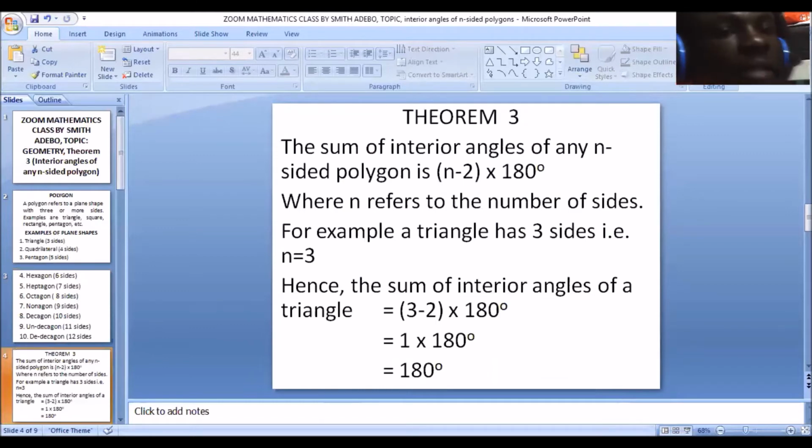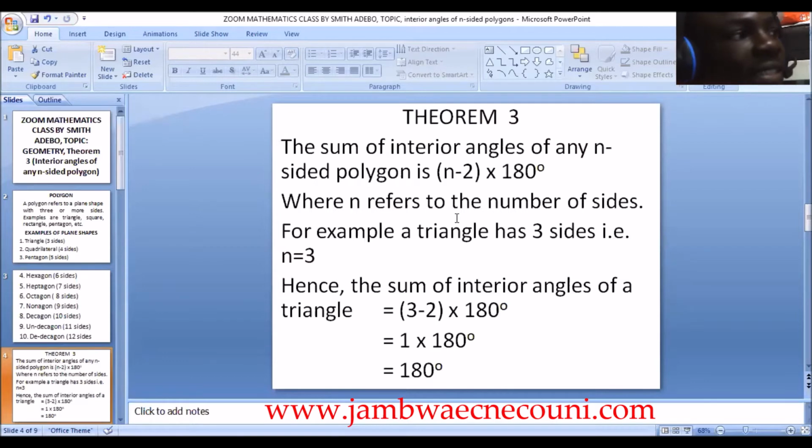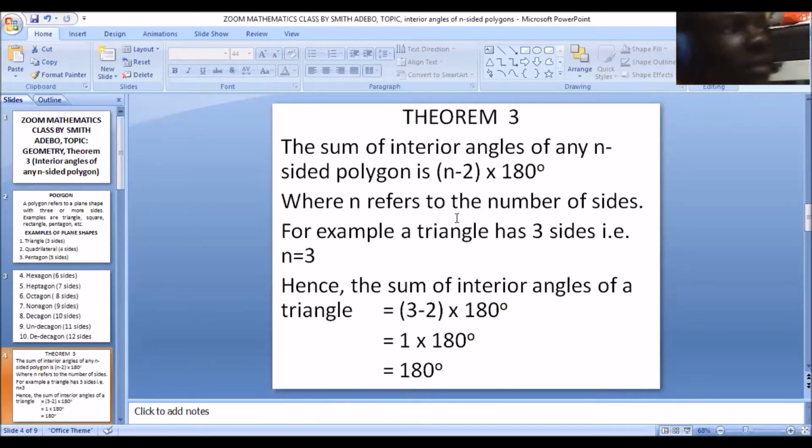Now, the theorem we'll be looking at today is the third theorem. We've treated 2 theorems prior to this class. Theorem 3: the sum of interior angles of any n-sided polygon is n minus 2 times 180 degrees. The sum of interior angles of an n-sided polygon is what? N minus 2 times 180 degrees.